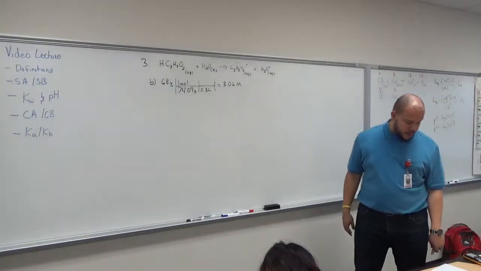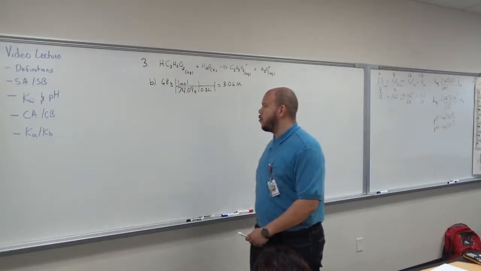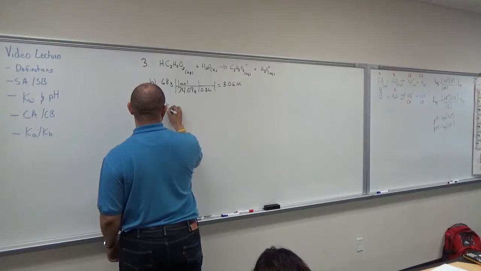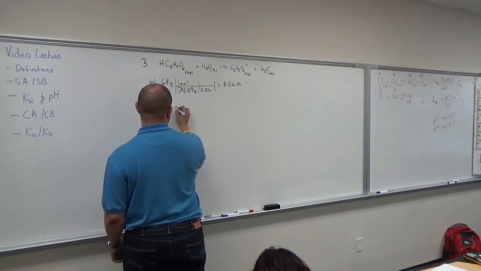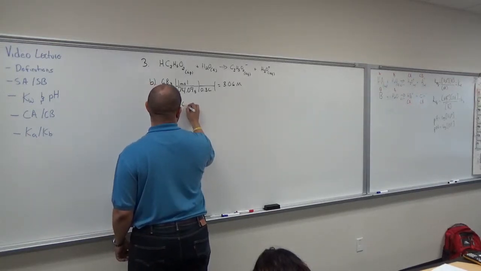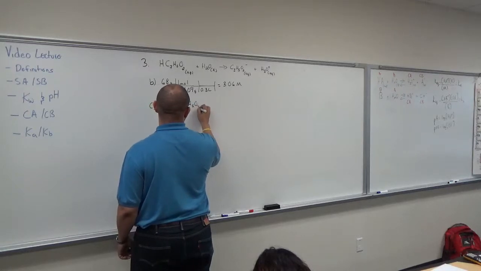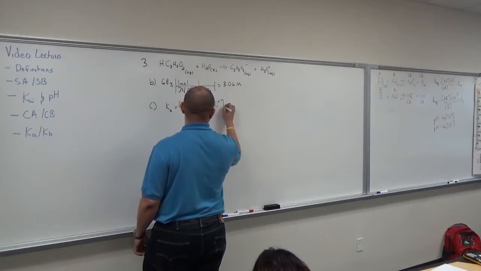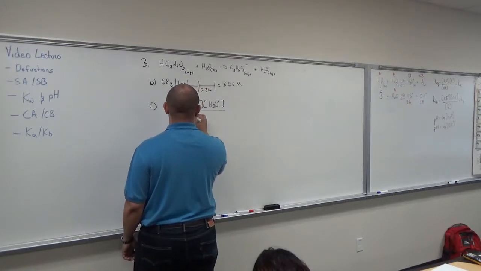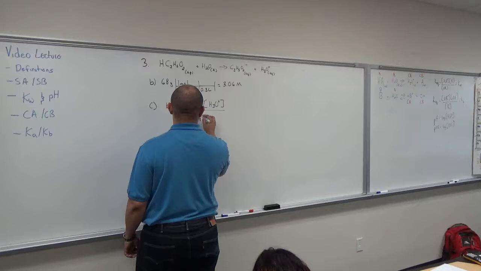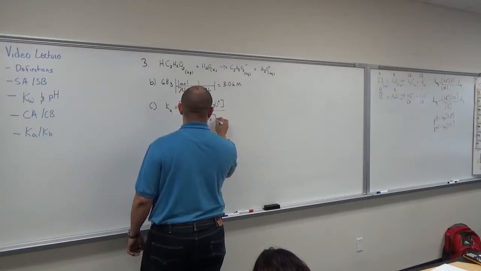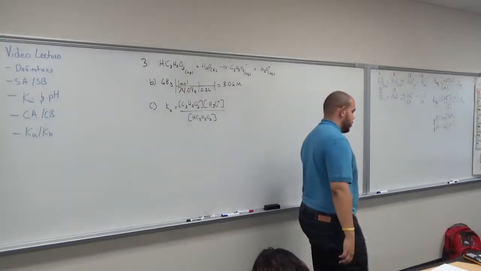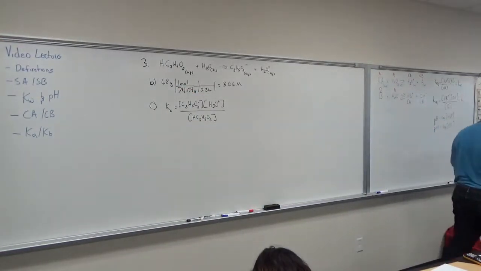Determine the equilibrium expression and set up the ice table for this reaction. So, the equilibrium expression is Ka is equal to concentration of the conjugate, C3H5O2 minus, times hydronium, all over the acid itself, HC3H5O2. Any questions thus far? This is very straightforward. We're starting with the simple stuff.